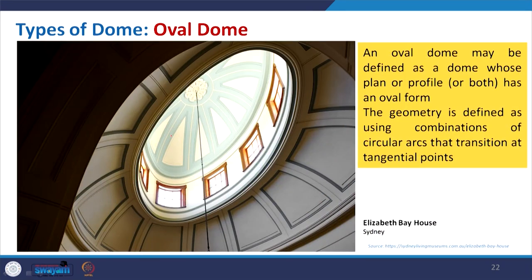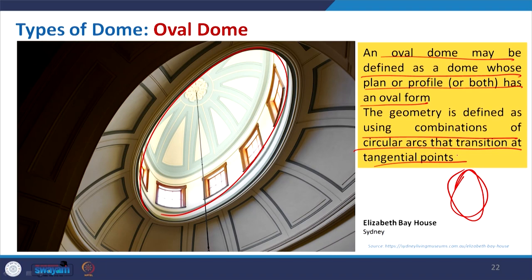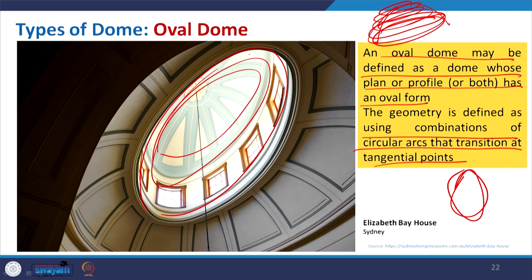Coming to the oval, it comes from the shape of an oval, something like this. Sometimes for some interior spaces, the plan changes, and instead of a circle the profile is an oval. So basically an oval dome may be defined as a dome whose plan or profile has an oval form. The geometry is defined using a combination of circular arcs that transition at tangential points. Basically in this case we have to reduce it like this so that we finally get the oval form and the series of ovals. This is one oval, this is another one, and this is connected to that. The plan here is basically a wall, and on top of it we have this.